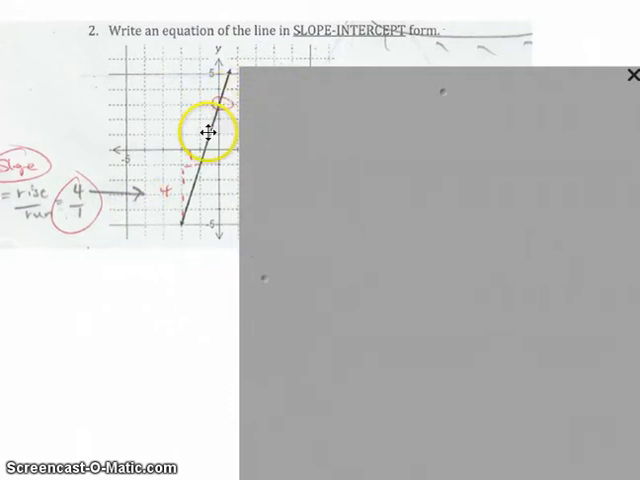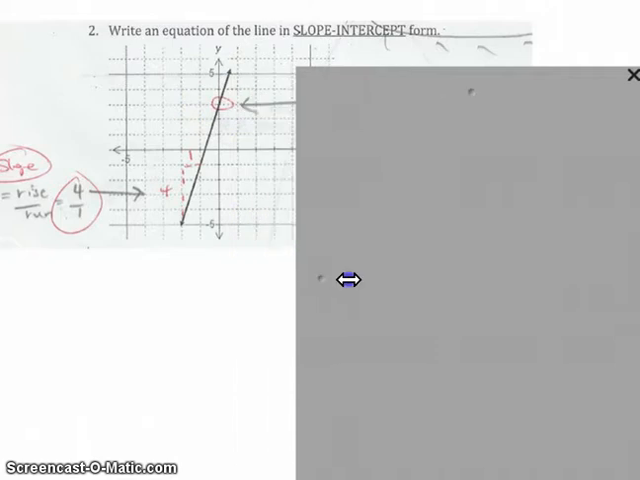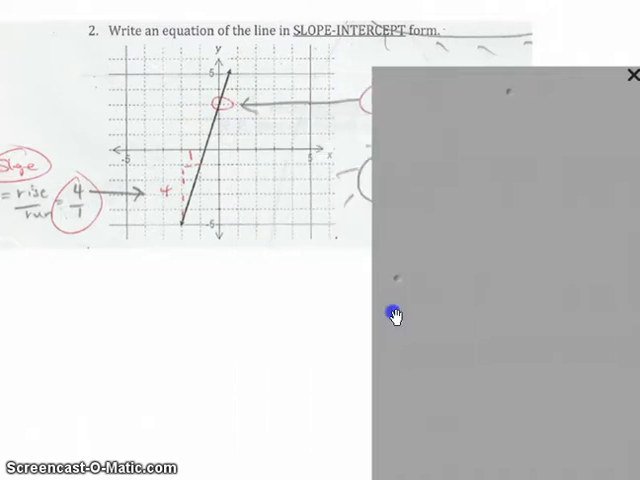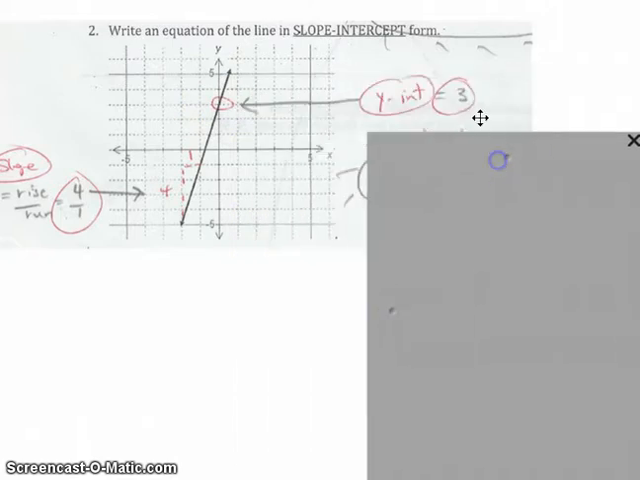Now my intercept is where my line gets intercepted by the y-axis. Well, there's the y-axis right there, and it gets intercepted. It looks to me like it gets intercepted at 3, and that's what I've written here. Let's uncover this. The y-intercept is 3.